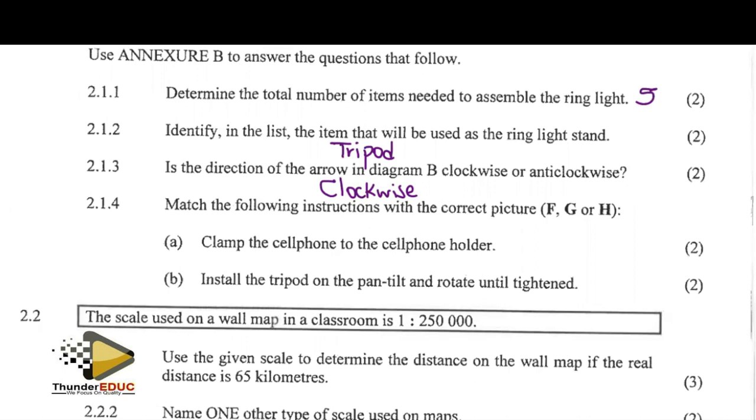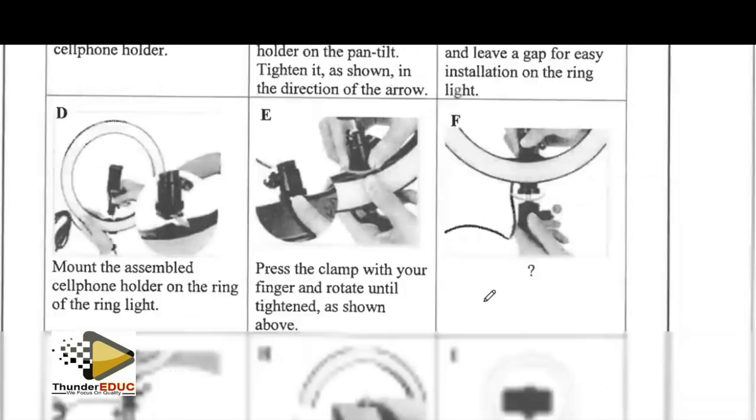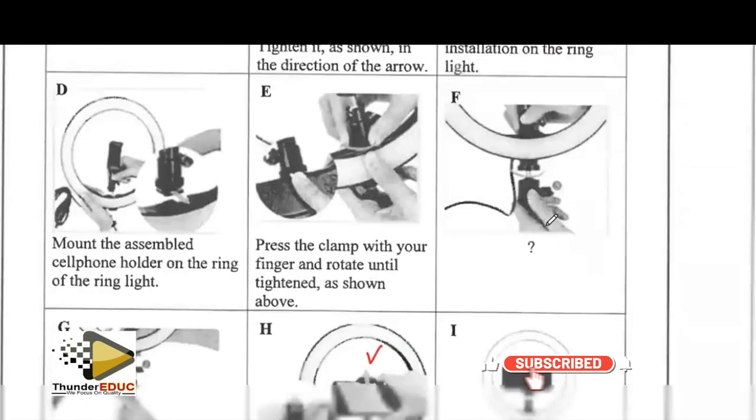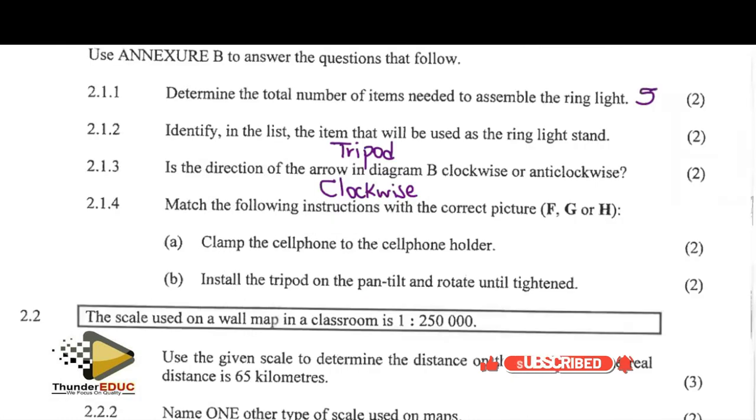Match the following instructions with the correct picture. F, G, or H. Clamp the cell phone to the cell phone holder. Let's go there and we see. Clamp the cell phone to the cell phone holder. It's H. This is the phone being clamped inside here. Get that? So it's H.